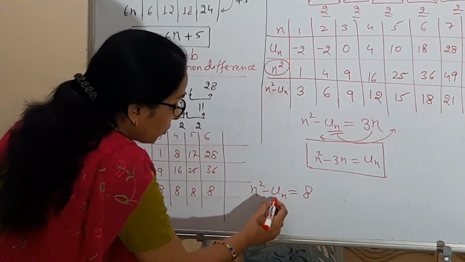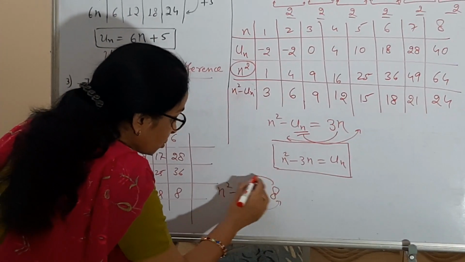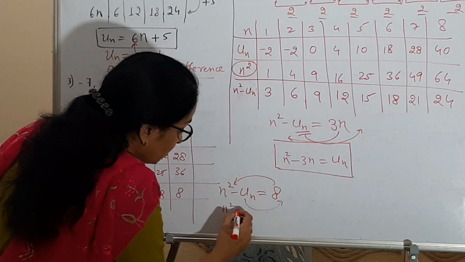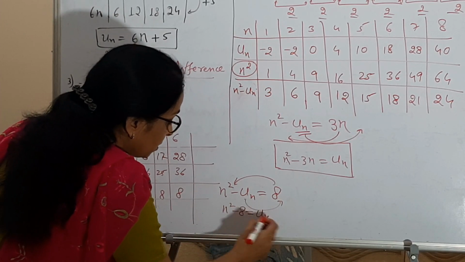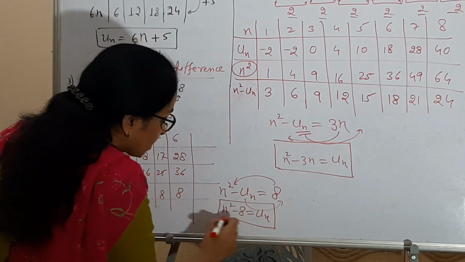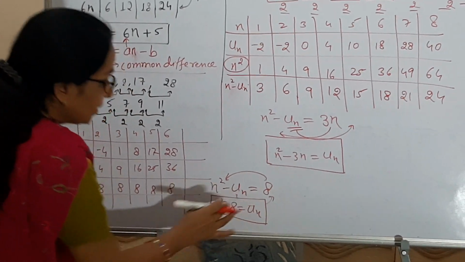It means what is our un? Let's just shift. So n square minus 8 will be our un. Clear?